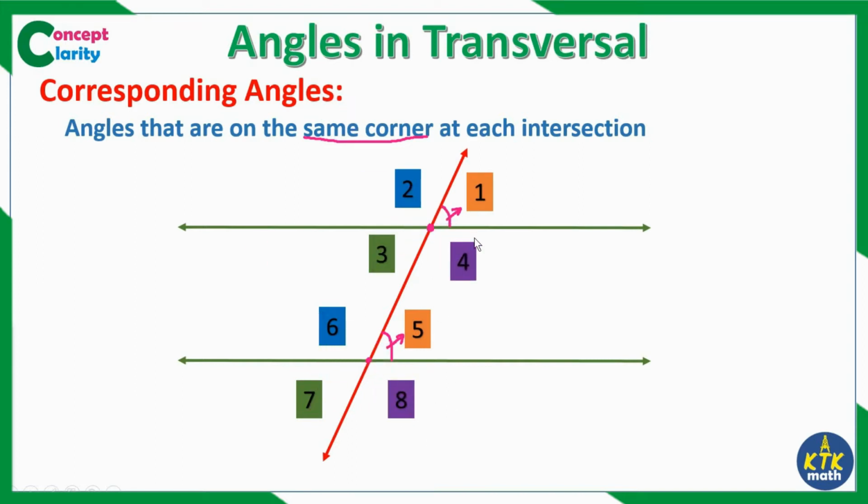You can observe very easily, 1 lies on the right side top, 5 also right side top. Similarly, 2 is left side top, 6 also left side top. That is from the vertex position I am telling you. And 3 and 7 are left side bottom, 4 and 8 are right side bottom. So angles which are located in the same corner are called corresponding angles. I hope you are clear. 1 and 5 are corresponding, 2 and 6 are corresponding, 3 and 7 are corresponding, 4 and 8 are corresponding. That is, angles in the same position are called corresponding angles.